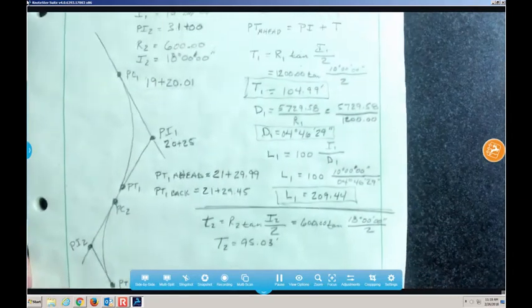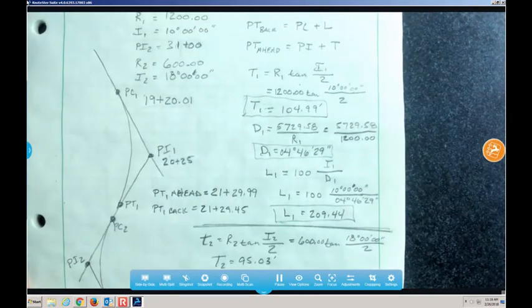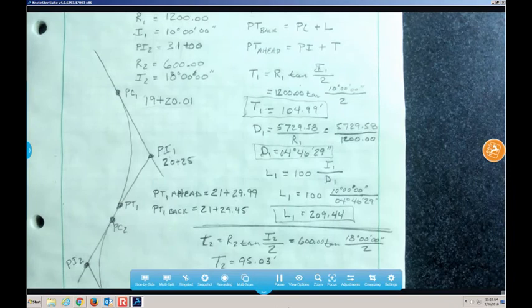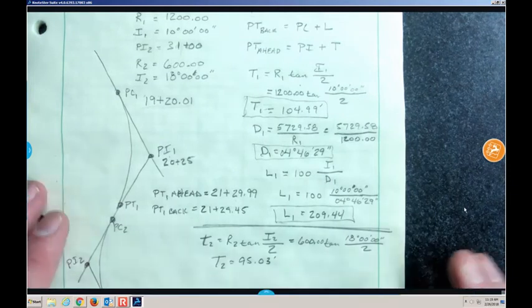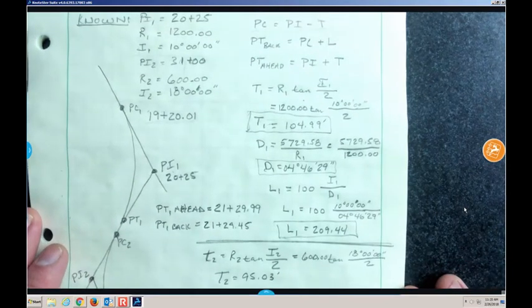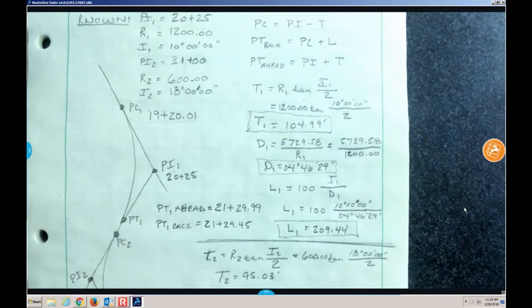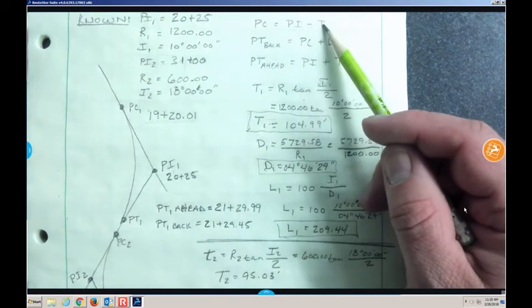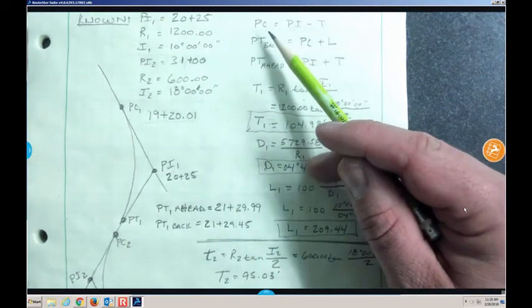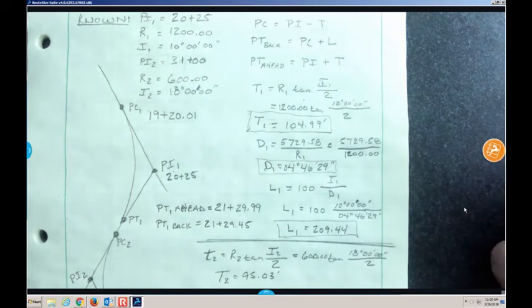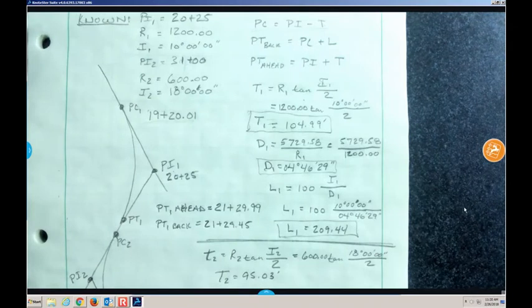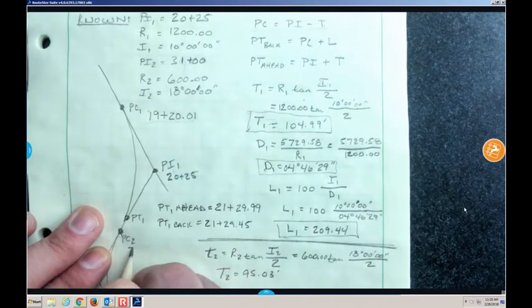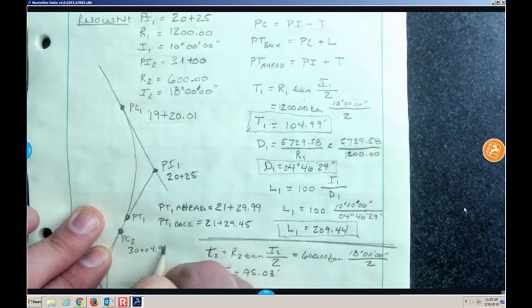Okay, in that case, if T2 is tangent, how am I going to find the PC2? I'm going to take PI2 minus T2, and it's going to give me PC2. So what's the station at PC2? 30 plus 04.97. Okay.